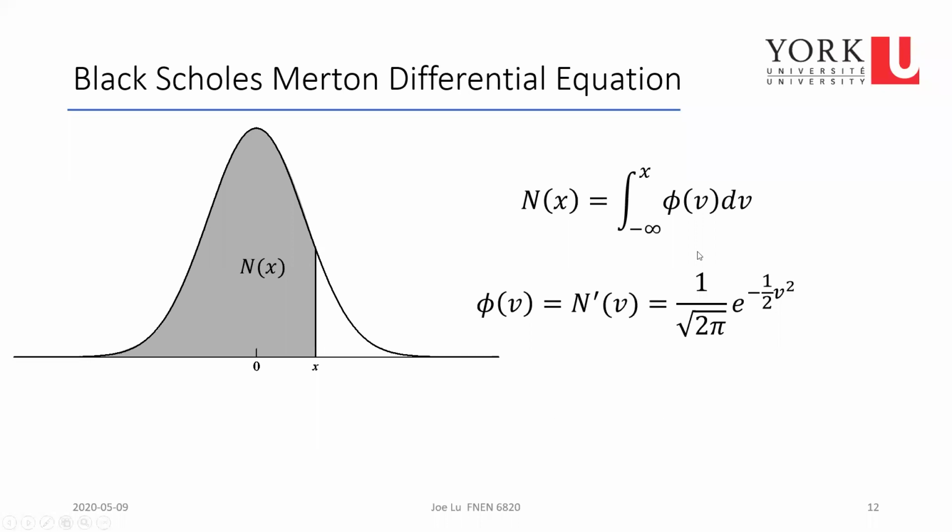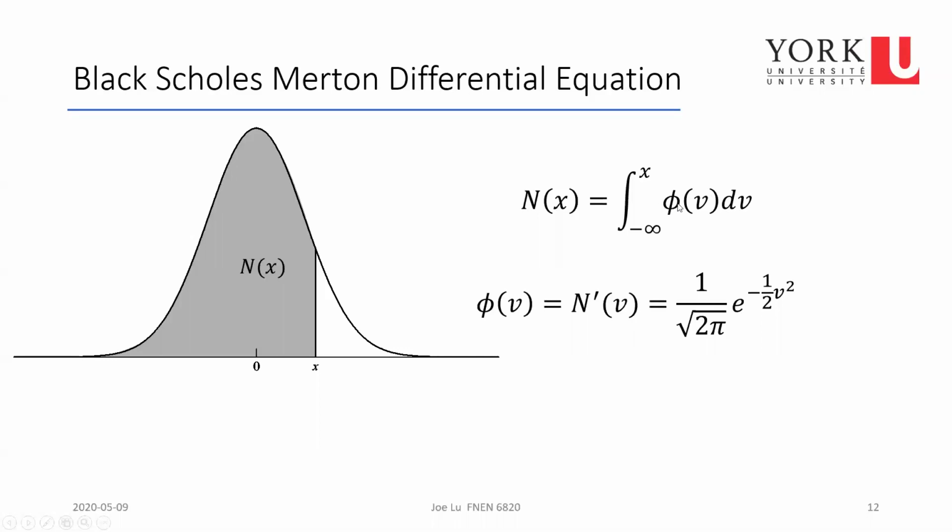So this N function is really basically the area under the probability density function of a normal distribution. So it's really the cumulative probability as of a particular point. So under a normal distribution, a probability density function of a normal distribution.